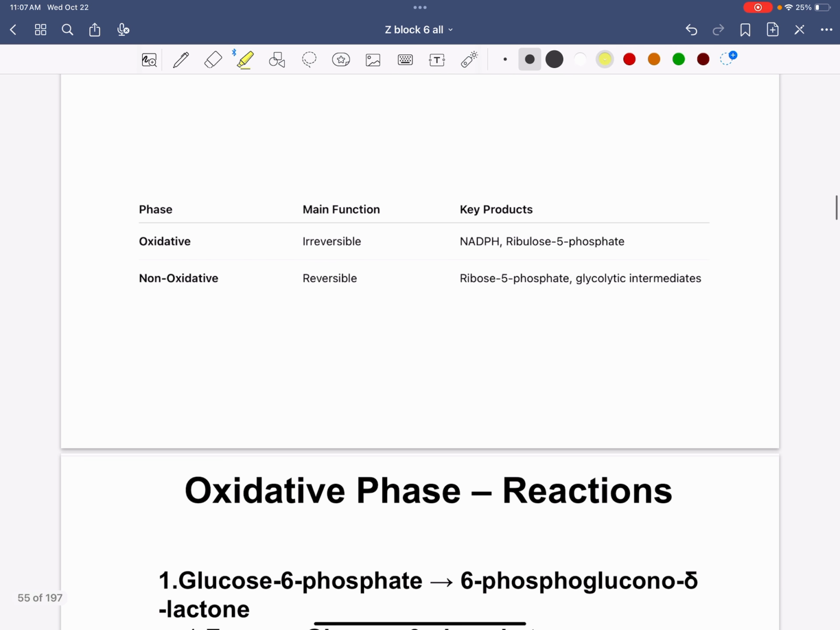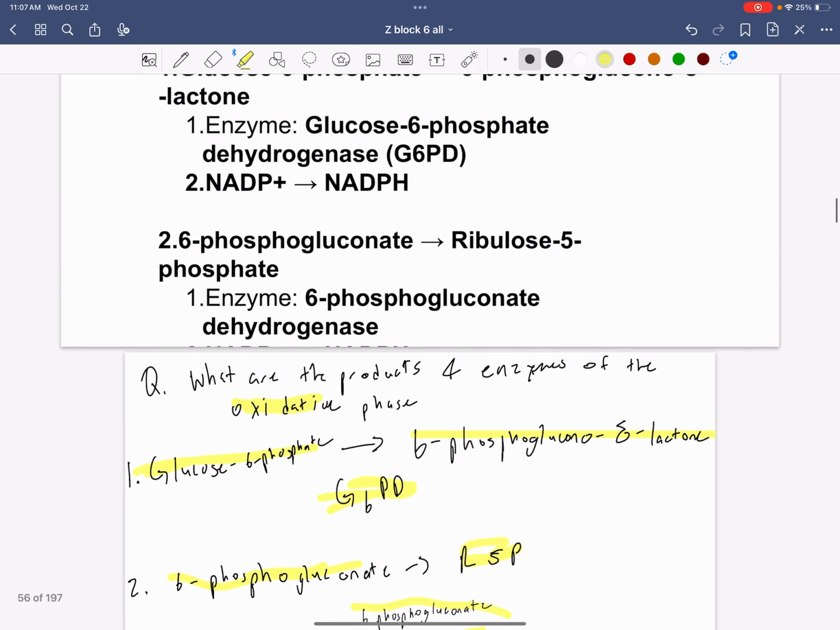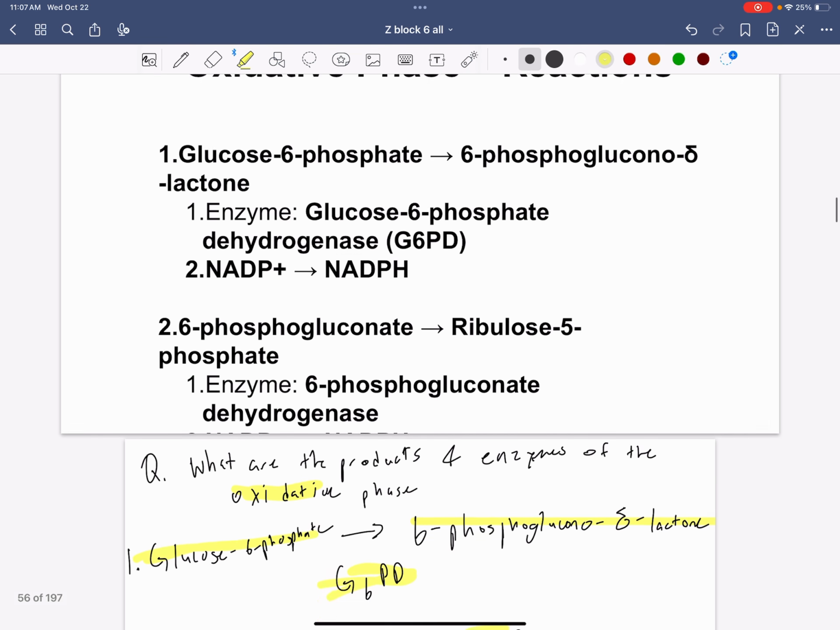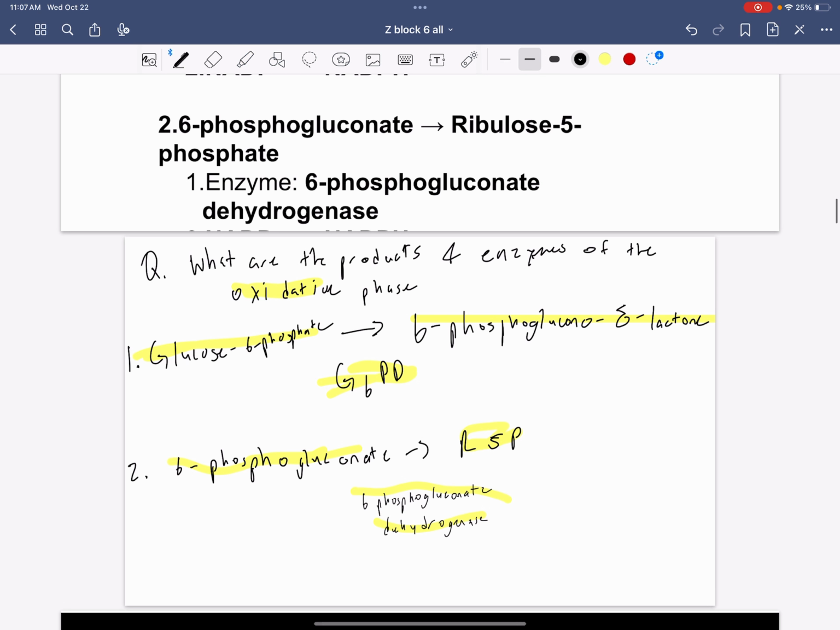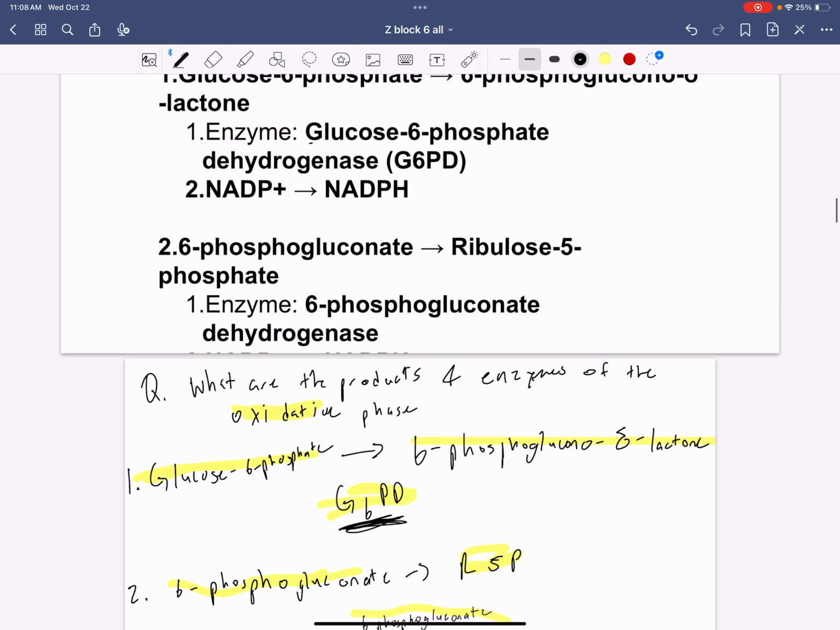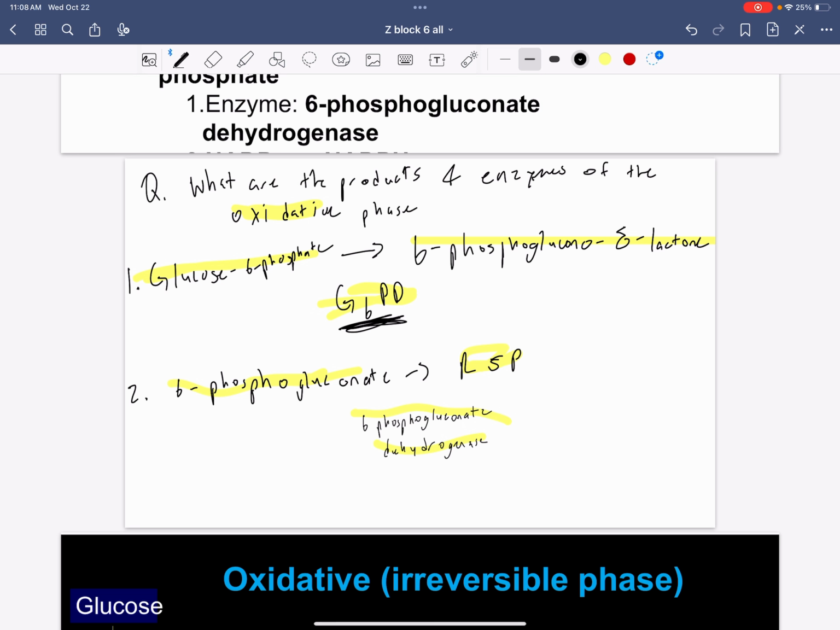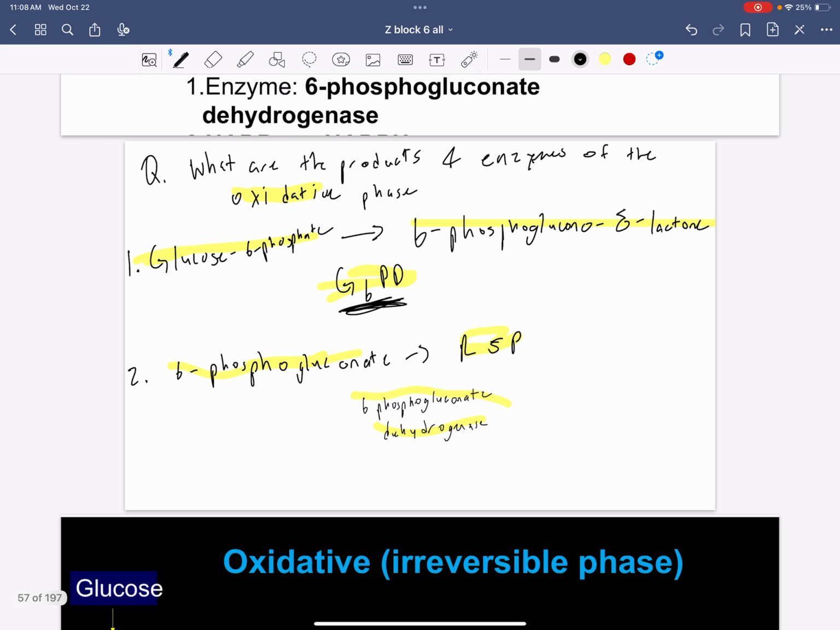All right, getting into some of the actual steps. First, we're starting with the oxidative phase. There's only two steps you need to remember. It's probably more important that you know the enzyme. Glucose 6-phosphate into 6-phosphoglucono delta lactone is catalyzed by G6PD. So this one is the first step. G6PD is going to be your most important enzyme for it, or it's glucose 6-phosphate dehydrogenase, but they shorthand it to G6PD. And then the final step, which is 6-phosphogluconate into R5P, which is 6-phosphogluconate dehydrogenase.